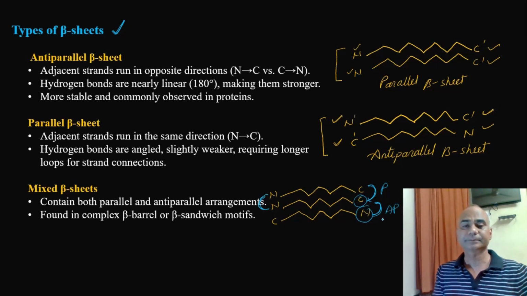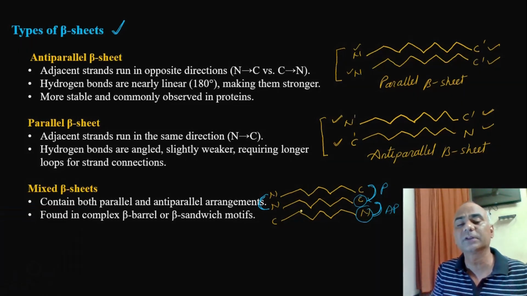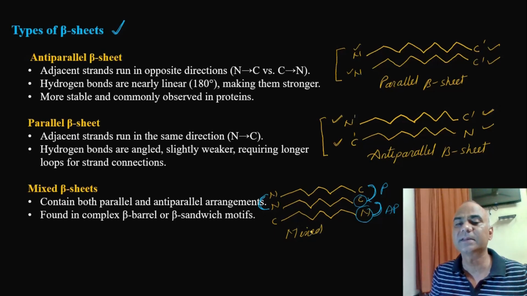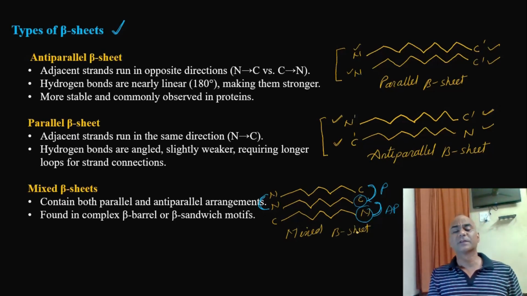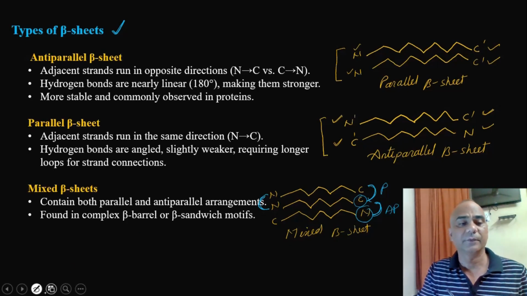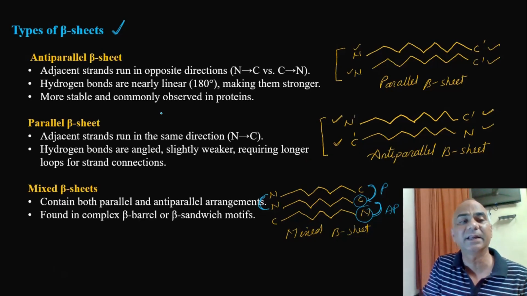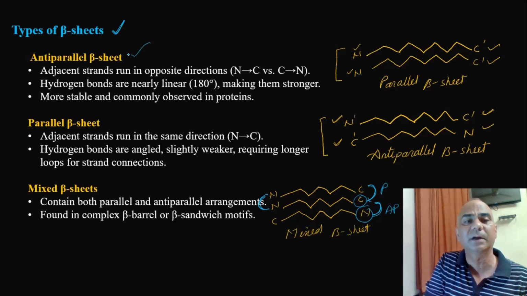एंटी पैरेलल। अगर किसी सिंगल बीटा प्लीटेड शीट में दोनों तरह का अरेंजमेंट होता है ना, तभी हम उसको क्या बोलते हैं? मिक्स्ड बीटा शीट बोलते हैं। बट द क्वेश्चन इज विच अरेंजमेंट इज द मोर स्टेबल? Which arrangement is the more stable? Then we can say that anti-parallel arrangement is the more stable conformation of the beta pleated sheet.